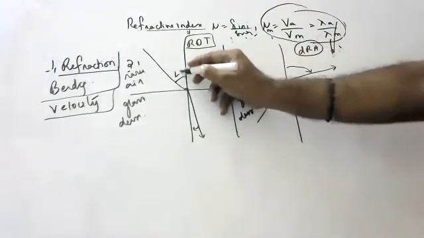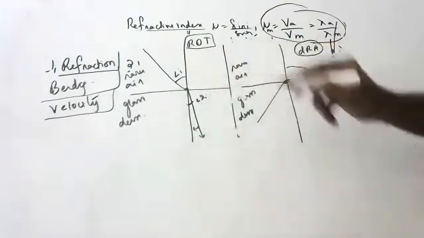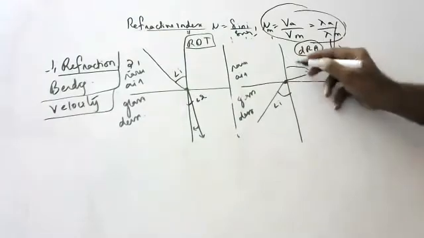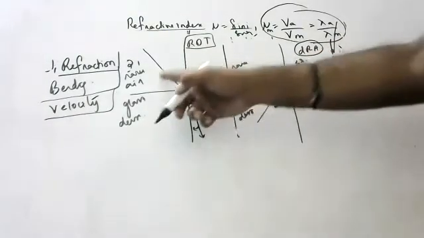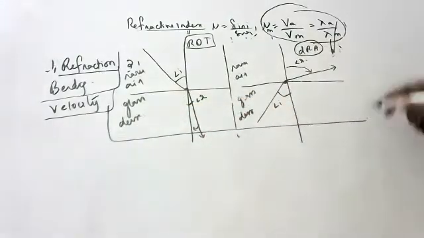The angle of incidence is this angle. The angle of refraction is this angle. Like this. So glass, compared to air, is the denser medium. So like that you should imagine.